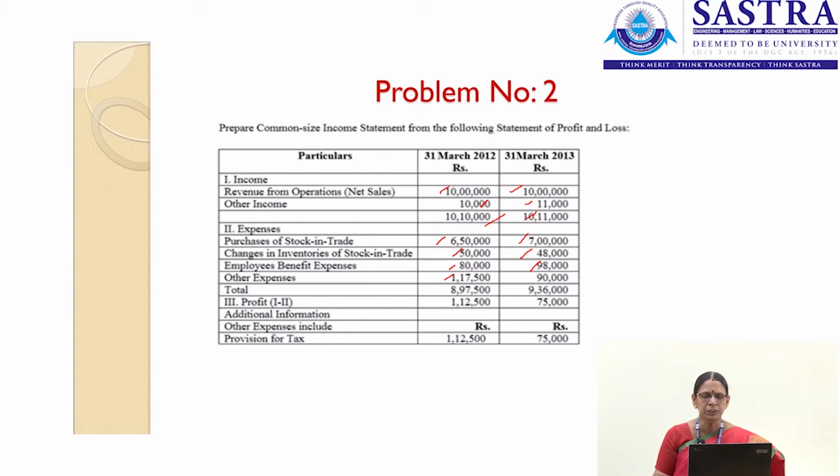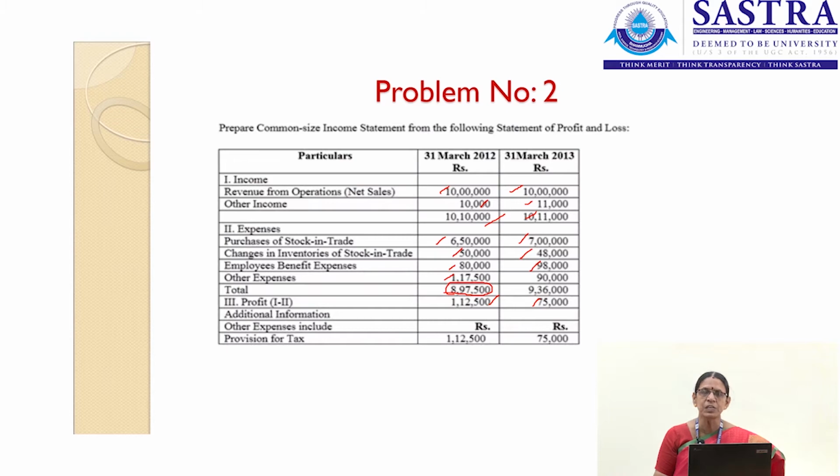Then when we add this, we'll get your total expenses as 8,97,500. We have 9,36,000 in 2013. Profit, as usual, we arrive at the difference between your income and expenses. As your income exceeds your expenses, we'll arrive at a profit of 1,12,500 in 2012 and 75,000 in 2013.